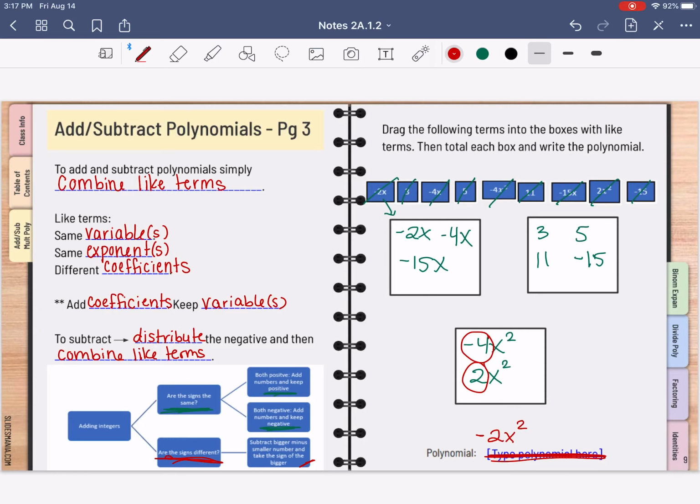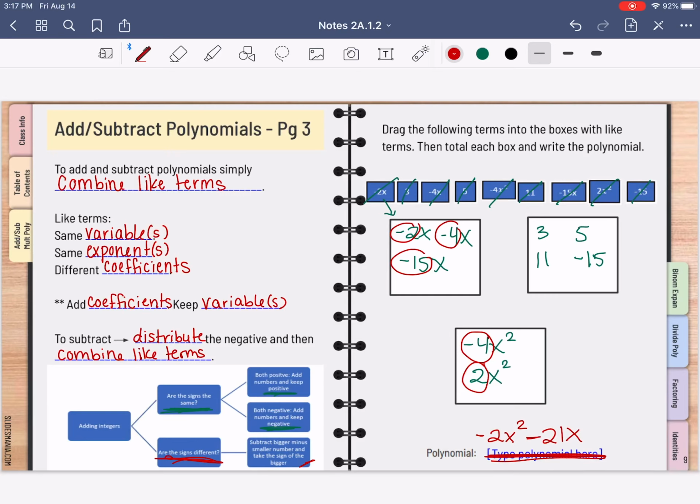Then we move to the next down, decreasing order, descending order. So we go to the x's. I have a negative 2, a negative 4, and a negative 15. All those coefficients are negative. So you're just going to add them all up and keep it negative. So my answer is going to be negative, but I'm going to add 2 plus 4 plus 15. That's 6 plus 15 is 21. And then you keep the variable, so it's x. So you add the numbers, keep the variable x. It's like you have 2 bananas, 4 bananas, 15 bananas. You add all the bananas together, you have 21 bananas. The x doesn't change.